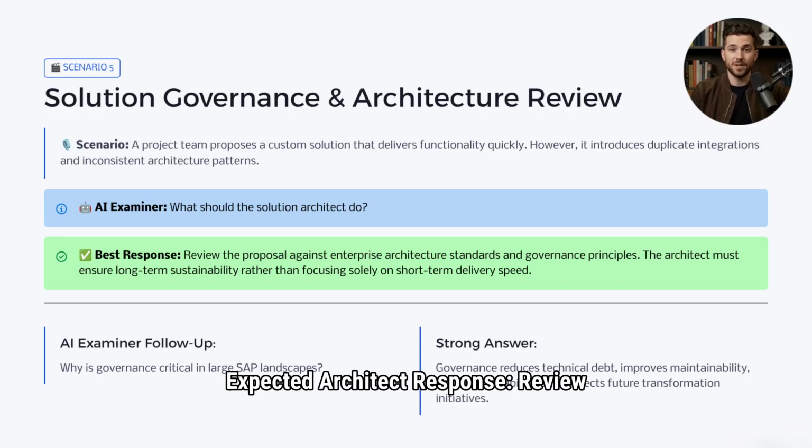Expected architect response. Review the proposal against enterprise architecture standards and governance principles. The architect must ensure long-term sustainability rather than focusing solely on short-term delivery speed. AI examiner. Follow-up. Why is governance critical in large SAP landscapes? Strong answer. Governance reduces technical debt, improves maintainability, supports scalability, and protects future transformation initiatives.